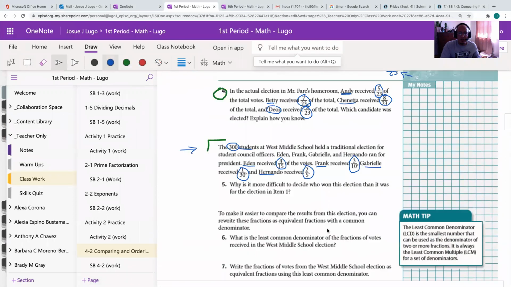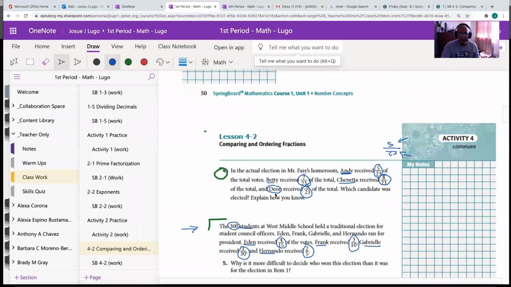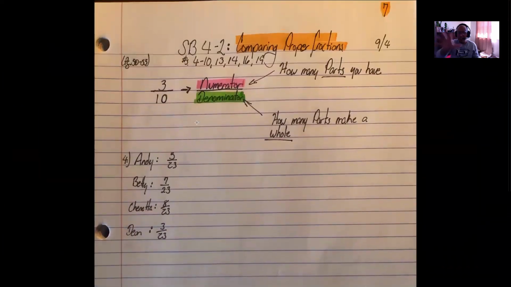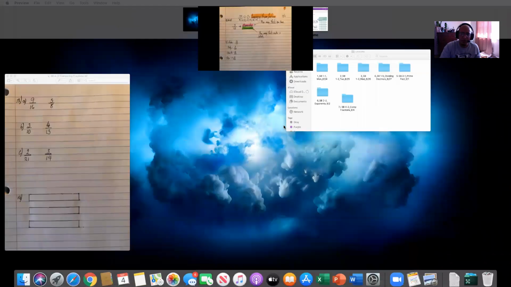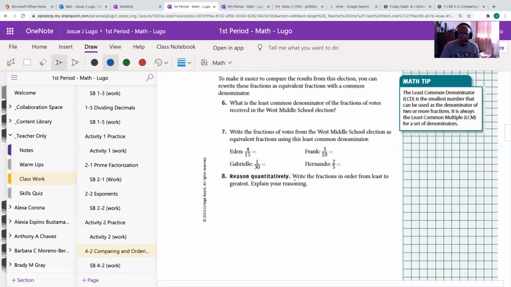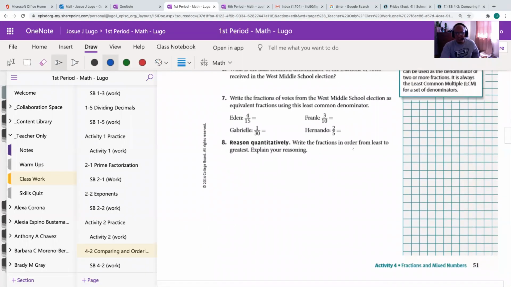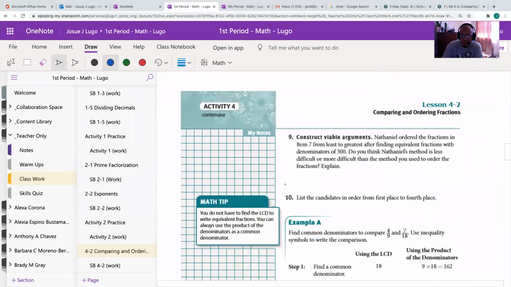All right, moving on. What are the next numbers that we have to do? Because we didn't do a lot of these in class, I do want to get through some of these. So we're going to go all the way through number 10. Number 8, write the fractions in order from least to greatest. So you're going to take these fractions, and now that you have your least common denominator, you'll be able to tell which is which from least to greatest.